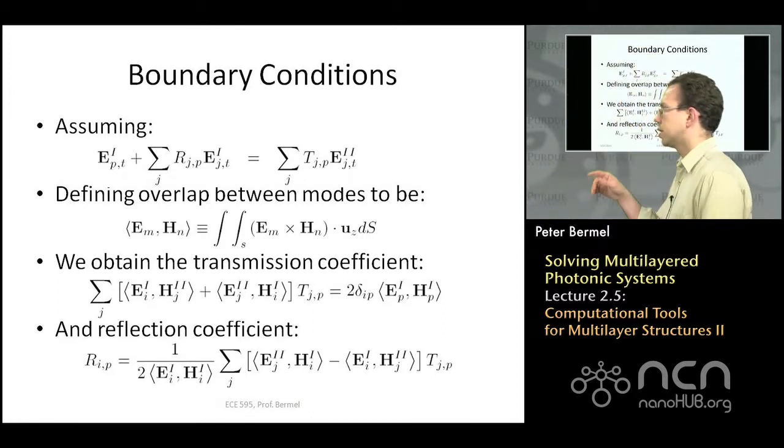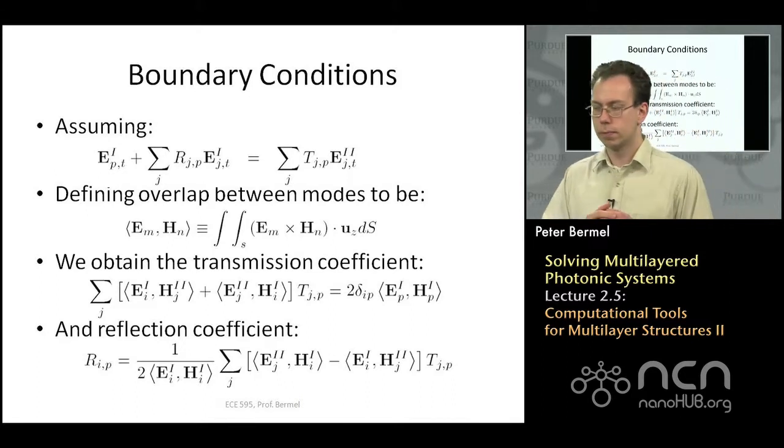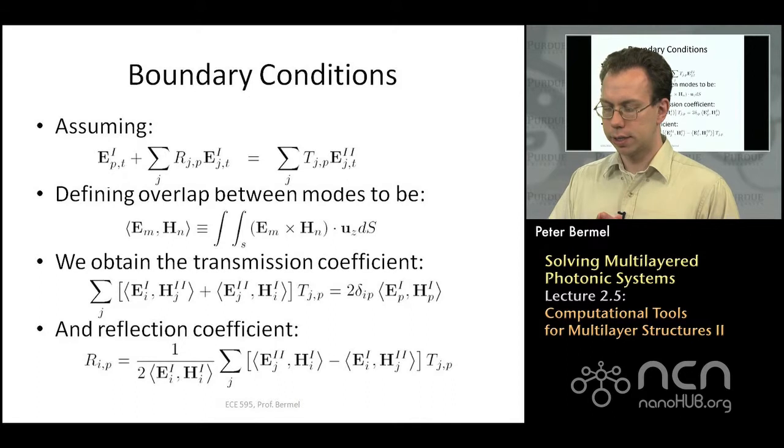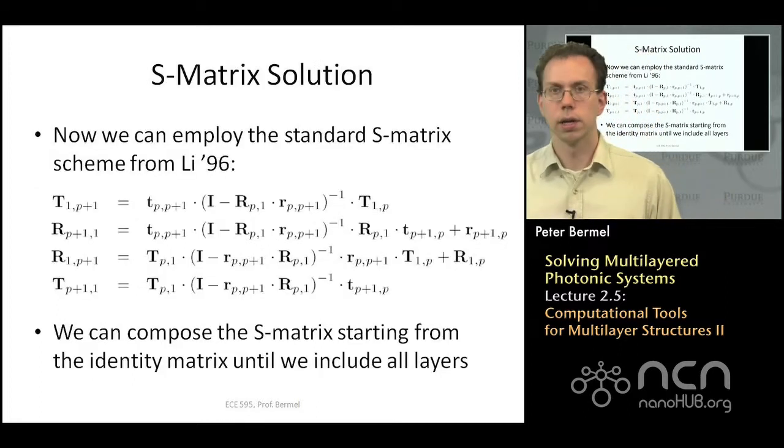And then we also have this reflection coefficient here. This reflection coefficient is computed in a very similar fashion from all these overlap integrals. It has the difference of these E and H fields. And so, of course, if you add both the transmission and the reflection terms together, this has to add up to the overall incident power, which is the Lorentz reciprocity condition for Z invariant media.